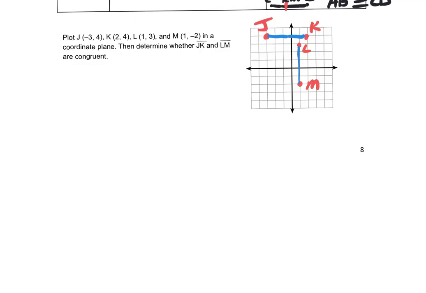Okay, the first thing we're going to look at here is what's the length of JK? 1, 2, 3, 4, 5. LM, because they're horizontal or vertical, we can count. If they were diagonal, we wouldn't be able to count. So as long as they're straight up and down or straight across, we could just count across or count up and down. This one, we would go 1, 2, 3, 4, 5. And so this one is also a length of 5. 5 units, 5 coordinate lengths.